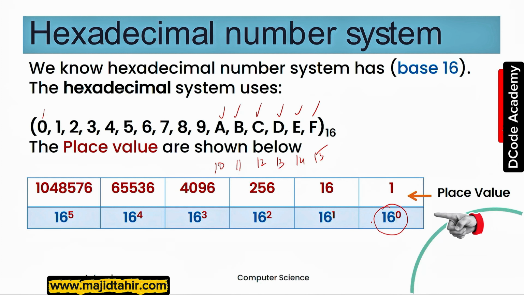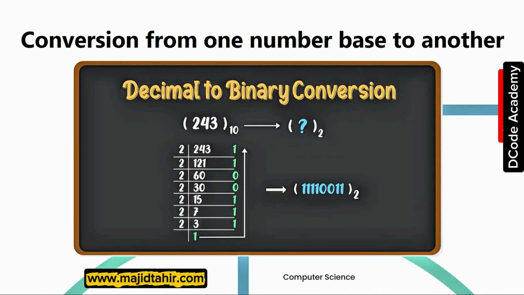The same formula applies: 16 raised to power 0 is going to be 1, so its place value is 1. 16 raised to power 1 is 16. 16 raised to power 2 is 256, and so on. So it works with the same formula. The thing is, we are going to convert from one number system to another. So we are converting from Denary or decimal number system to binary.